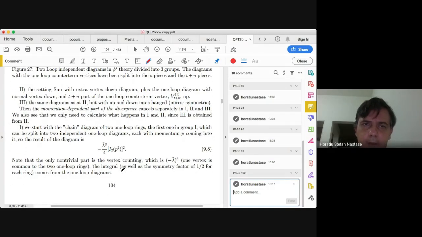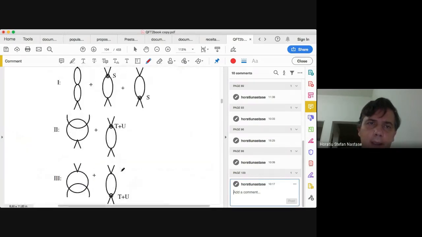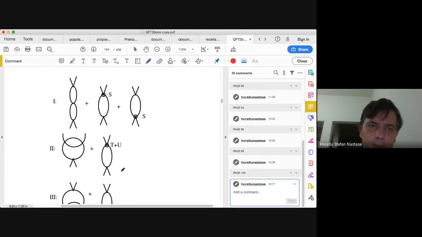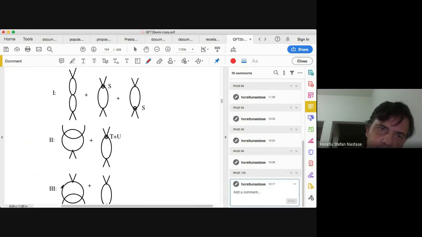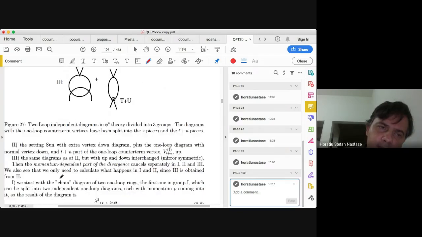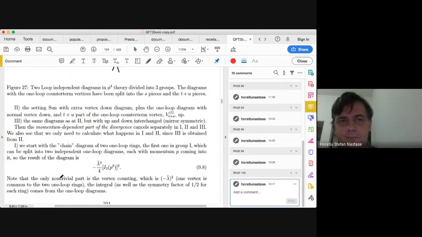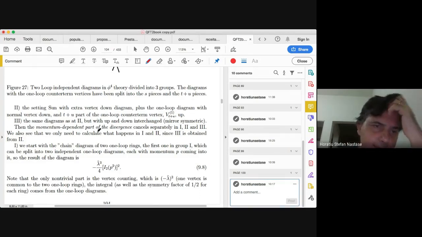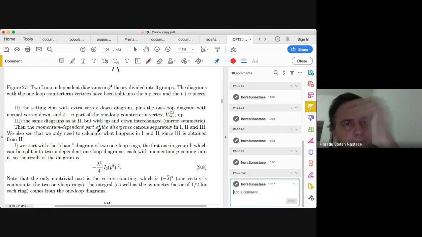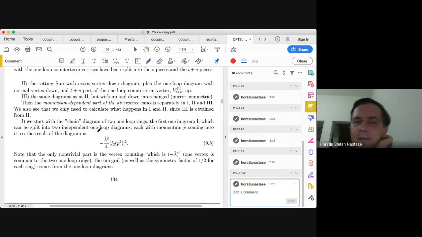All right. And then we arrange them into the way that I've written here. Type 1 diagram, type 2 diagram, type 3 diagram. And the reason is that, in fact, in each grouping, 1, 2, and 3, the divergences will cancel. The momentum dependent divergences will cancel. All right, so let's see how that works.